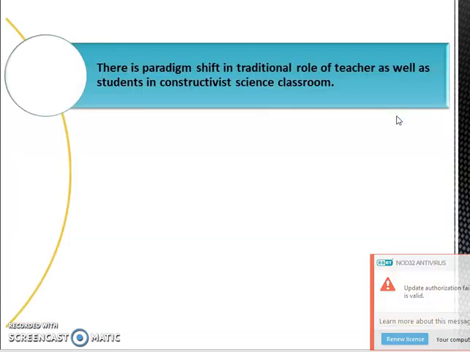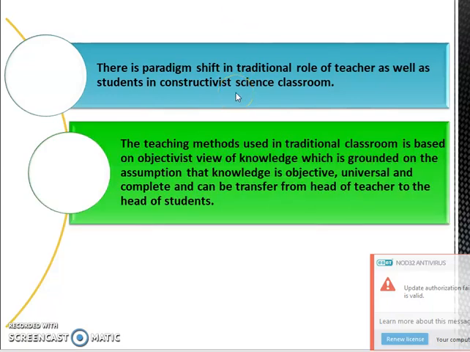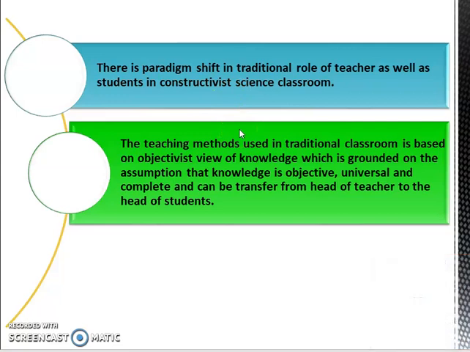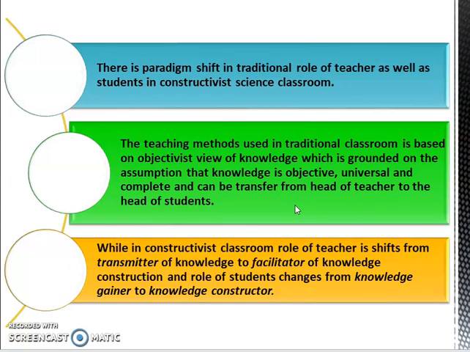Moving ahead, there is a paradigm shift in the traditional role of a teacher as well as students in a constructivist science classroom. The teaching methods used in the traditional classroom are based on an objectivist view of knowledge, which is grounded on the assumption that knowledge is objective, universal, and complete, and can be transferred from the head of the teacher to the head of the student. While in a constructivist classroom, the role of the teacher shifts from transmitter of knowledge to facilitator of knowledge construction, and the role of students changes from knowledge gainer to knowledge constructor. So there is a major shift that we can see here when we talk about the difference between traditional and constructivist classroom.